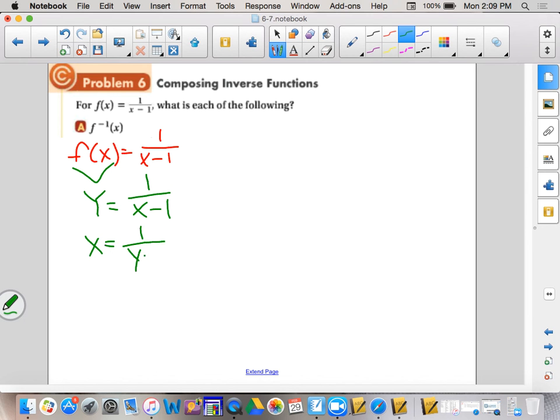Again, my goal is to get y by itself, but y is in my denominator, and I can't touch it right now until I get it in my numerator. So how am I going to get y into my numerator? How do I get rid of the denominator? Take the reciprocal and multiply by the reciprocal. So I'm going to take what's on the bottom down here, and I'm going to multiply it on both sides.